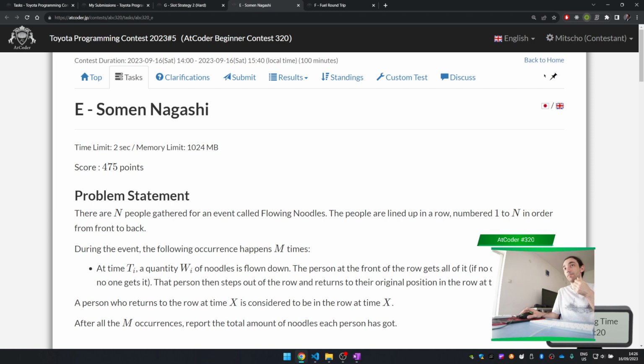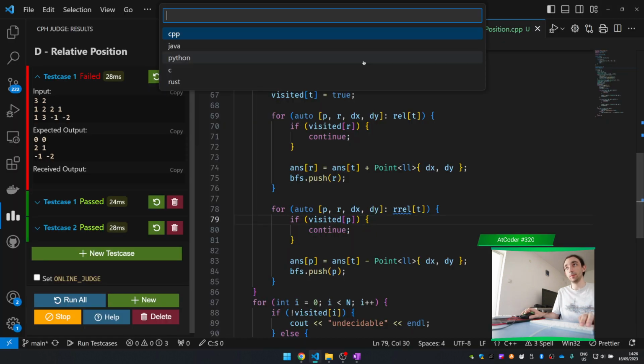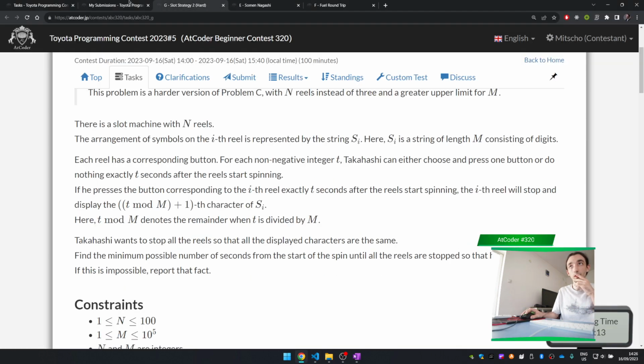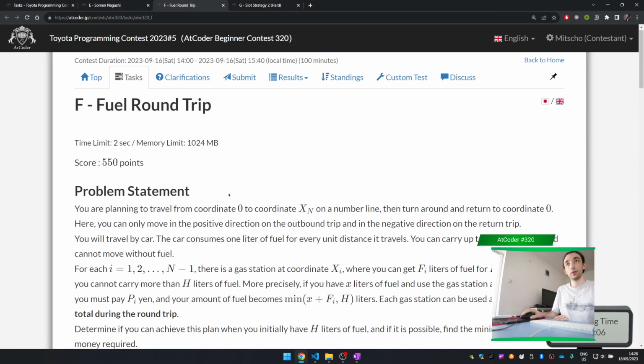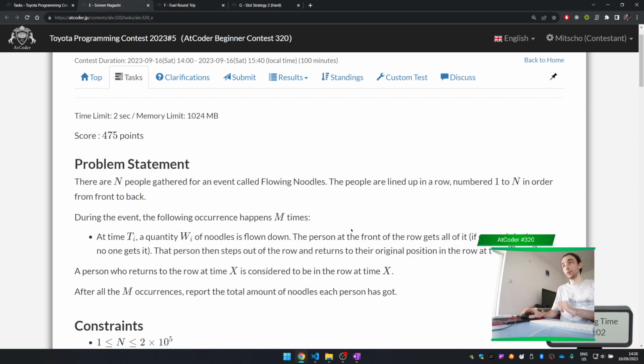Let's say E. There are people gathered for an event. Okay, accepted. D accepted. So there are n people gathered for an event. The people are lined up in a row from 1 to n, from front to back. During the event, the following occurrence happens m times. At time t, a quantity Vi of noodles is flown down. The person at the front row gets all of it. If no one is in the row, no one gets it. That person then steps out of the row and returns to their original position in the row at time ti plus si.